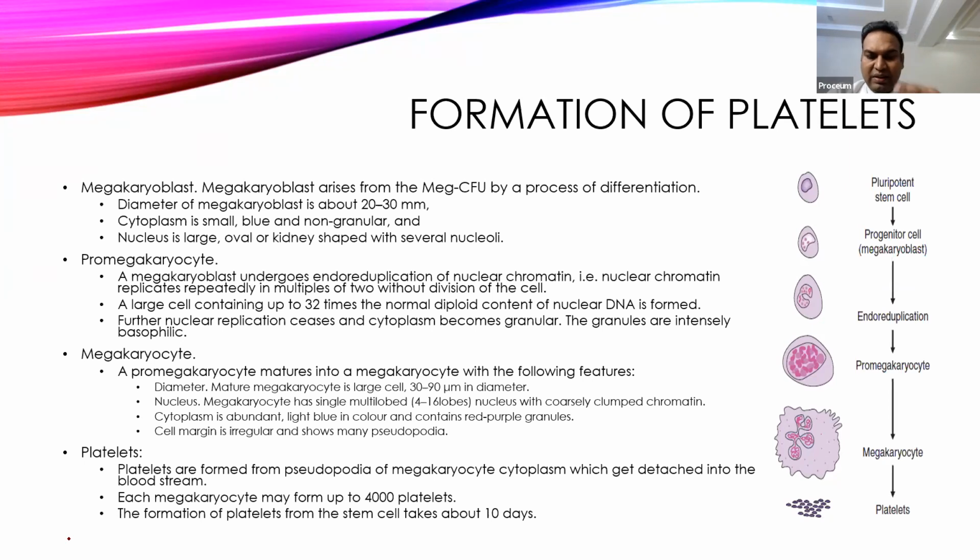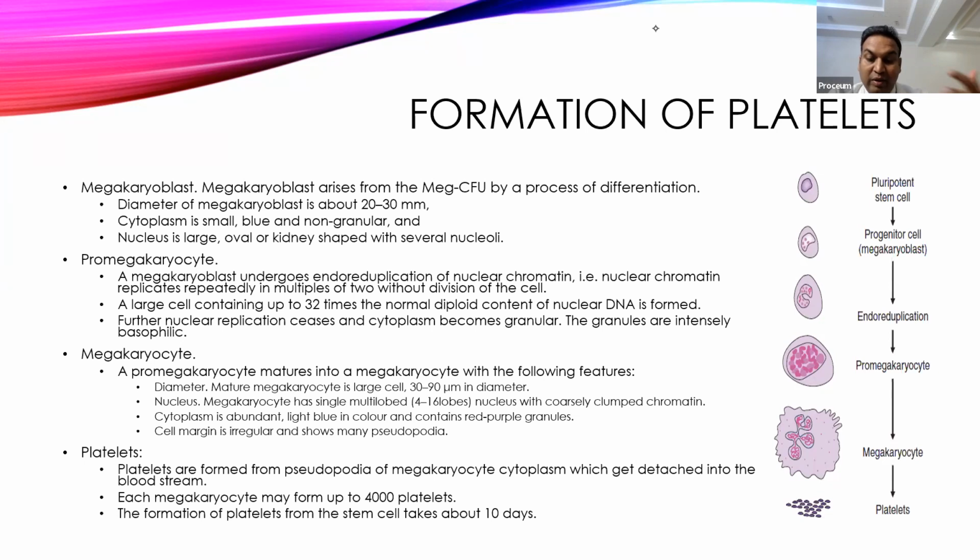The cell is not multiplying, only the nucleus keeps multiplying inside the cell, and it also starts forming granules in the cell. All these thrombocytes also form in the bone marrow. Like all blood cells, in intrauterine life they form in the yolk sac, then the liver, and then they also start forming in the bone marrow. Once the granular cells are formed, they are converted into megakaryocytes.